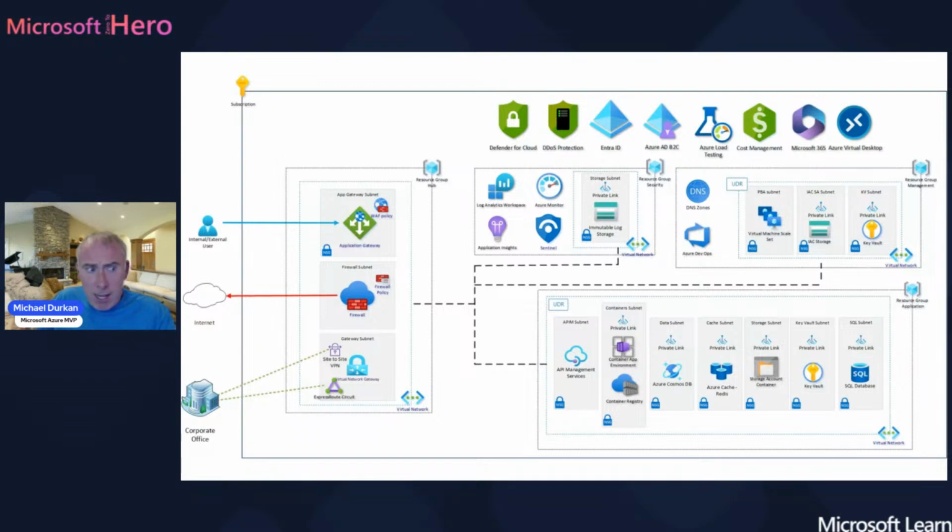Our corporate office connects up via either site-to-site VPN or ExpressRoute via a virtual network gateway. And all the traffic going outbound back to the internet is going via the Azure firewall, as we said, and that's where your UDRs come in. It all sends them back that way. And then up at the top, we've got all the various services we talked about. We've got Defender for Cloud, DDoS protection, and Azure Load Testing, a great tool to actually right-size your environments as well. And then we've got our integrations with 365 and Azure Virtual Desktop as well.